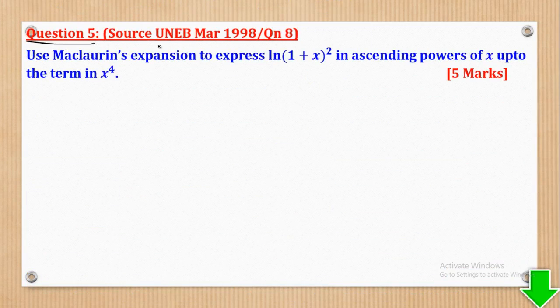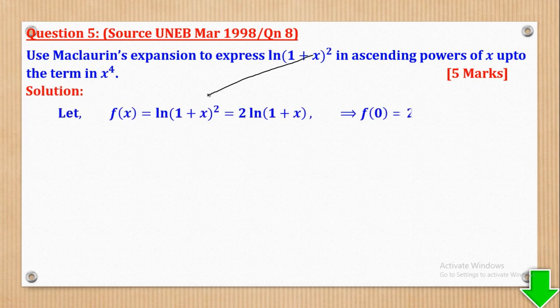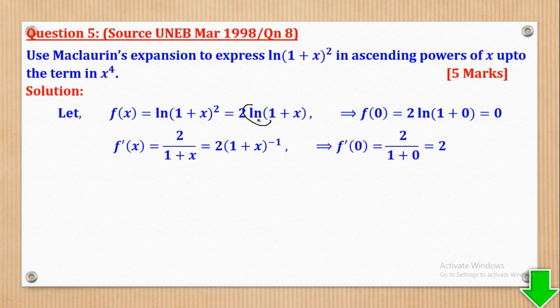Then question 5 came from UNEB of March 1998, paper 1, question 8, and says, use Maclaurin's expansion to express this in ascending powers of x up to x power 4. So the function is this, which these two can come down to become 2 ln that. Substitute x equal to 0, you come up with 0. Then differentiate this, you come up with this. Substitute x equal to 0, you come up with 2.